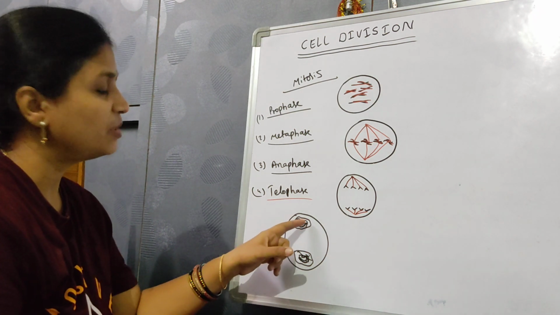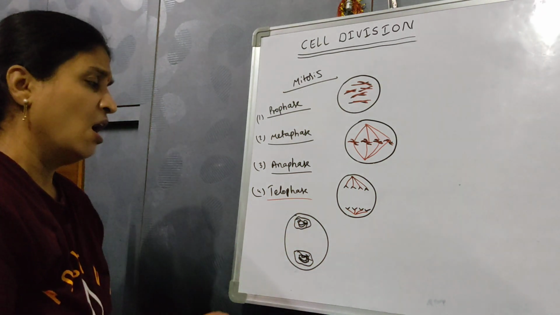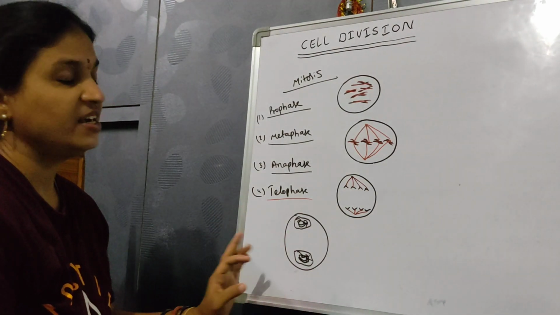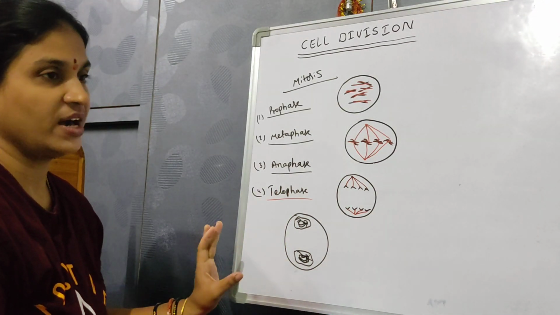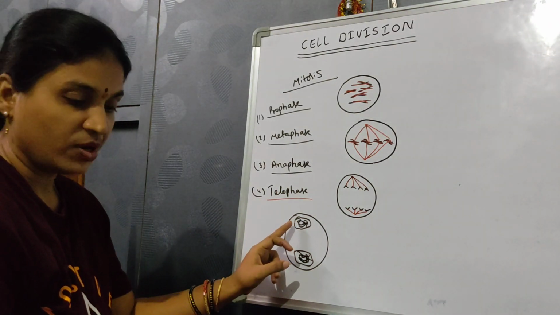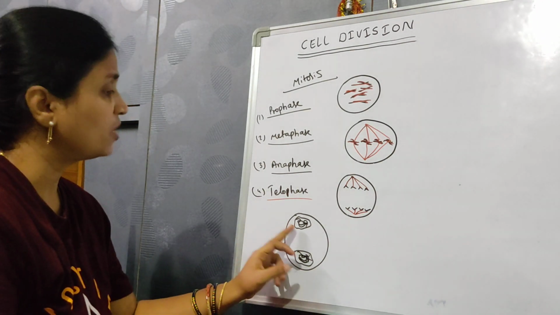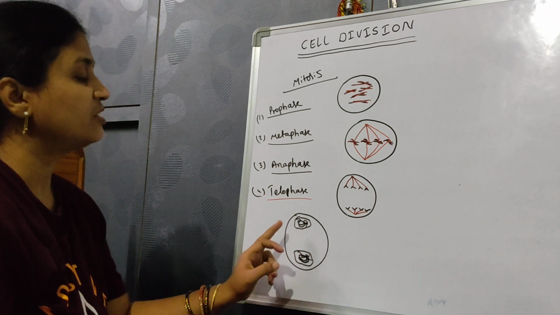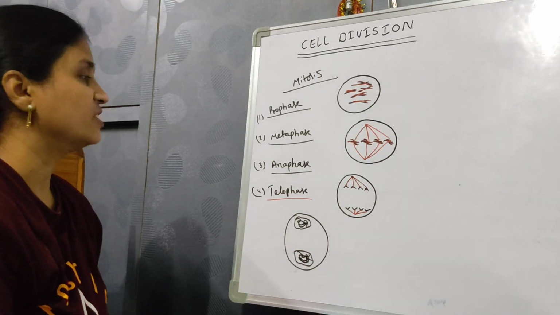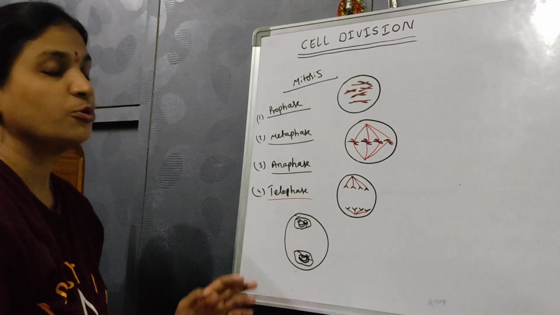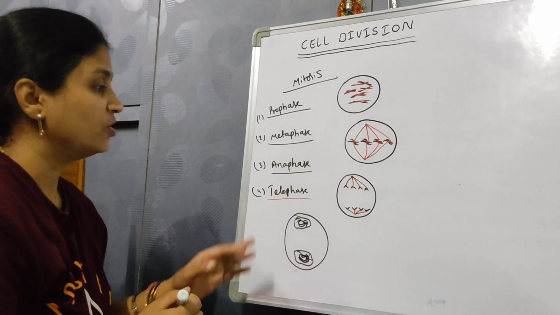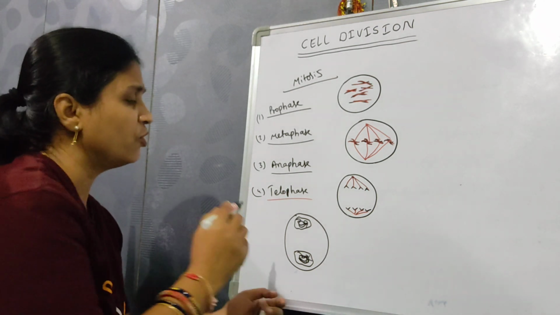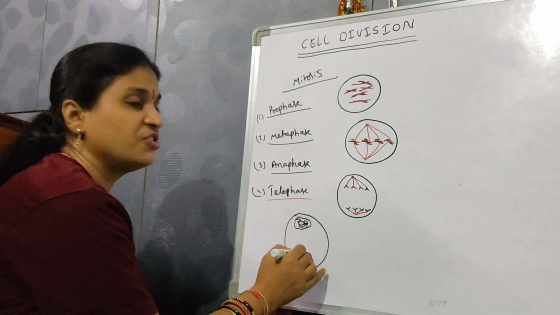Then here what happens? The nuclear envelope develops. The nucleolus develops, and the Golgi complex and ER are going to be developed. So here the division of the nuclei has occurred. The chromosome cluster has formed at opposite poles. The nuclear envelope has developed. The nucleolus has developed. The Golgi complex has developed in telophase. So this telophase is going to be followed by cytokinesis.